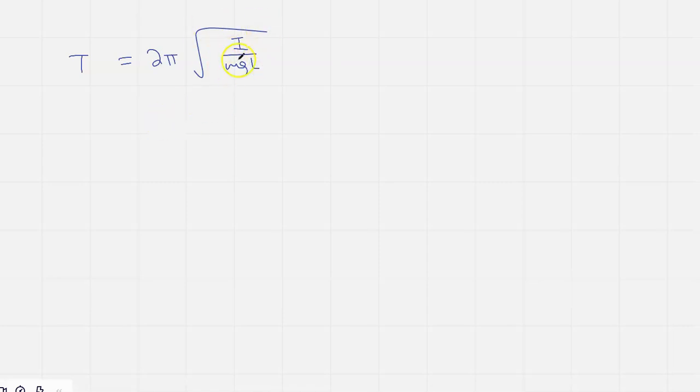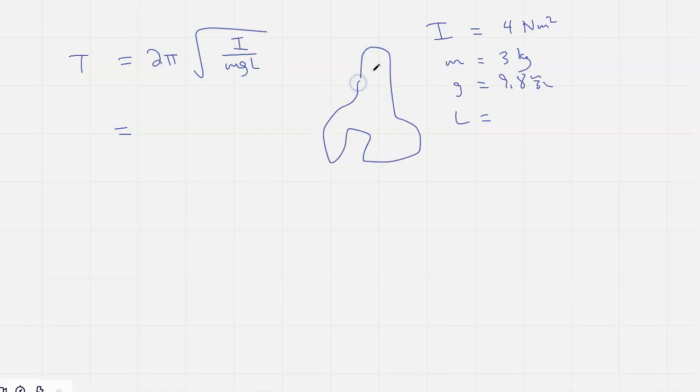Okay. You just put the numbers in, whatever they are. Let's say the moment of inertia is 4 Newton meters squared, and the mass is 3 kilograms. G, we're here on Earth, and the distance from the pivot point, whatever this crazy thing looks like, there's the nail, and you're coming down here, this whole thing centers up right there, and that distance L is, I don't know, 2.2 meters, right? And you just come over here and you plug the numbers in.